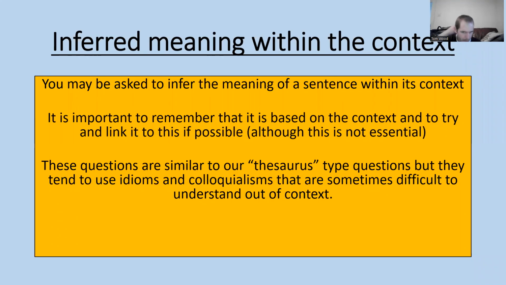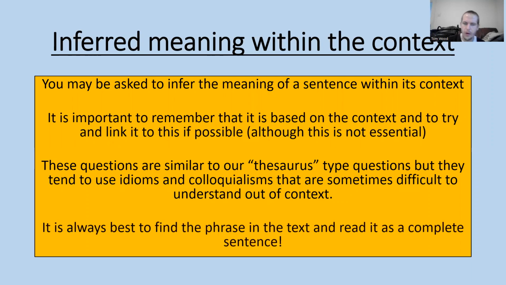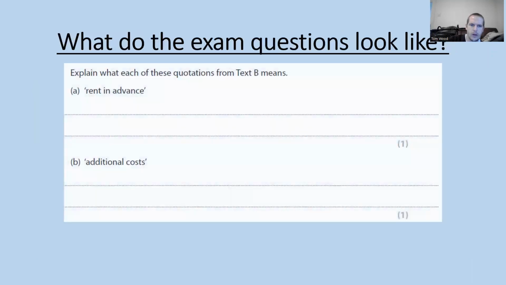So if we have a bit of a look at one of these, and again, these are a bit easier when they have the sentence behind them as well. So something like this then. Explain what each of these quotes from text B means. So here we've got, rent in advance. So what you want to do, although you can probably take the meaning from that and you can probably go, okay, rent in advance means this.